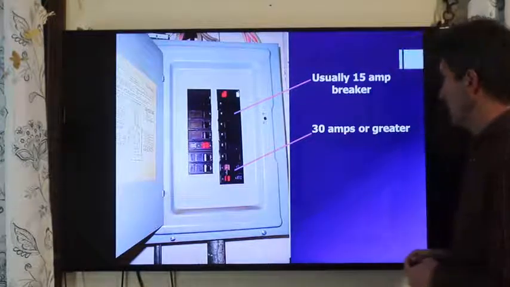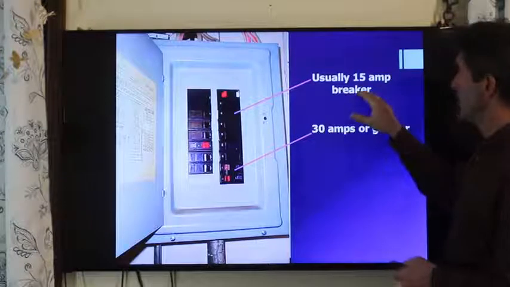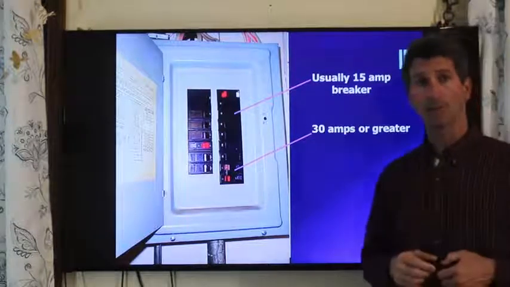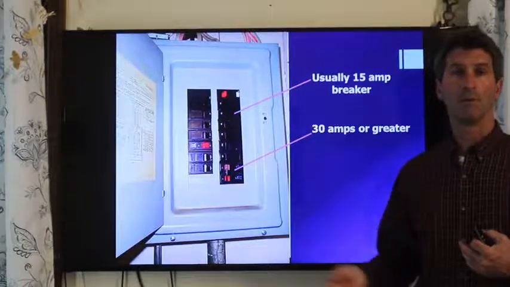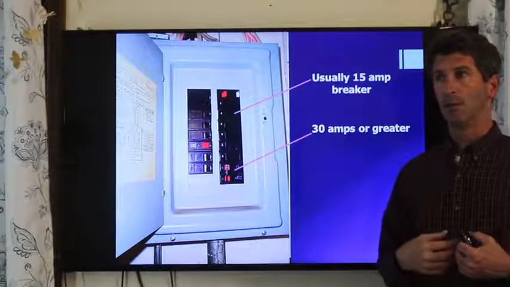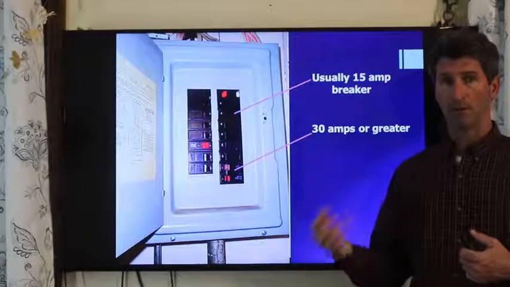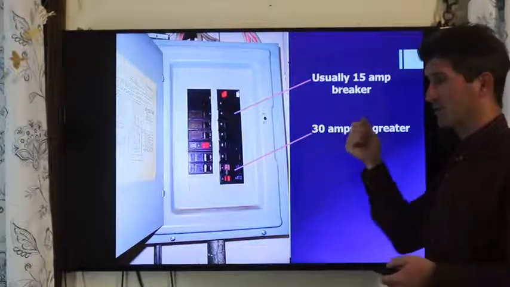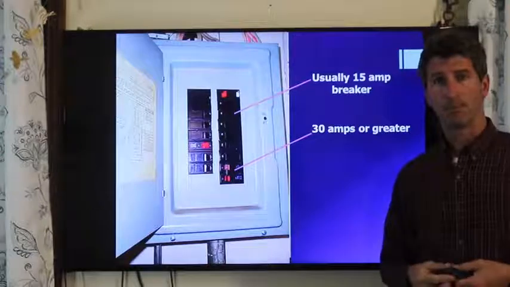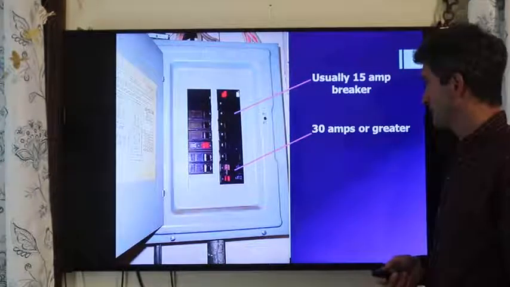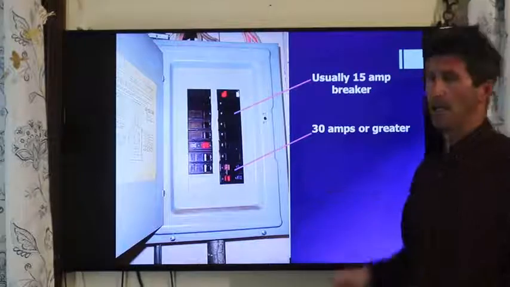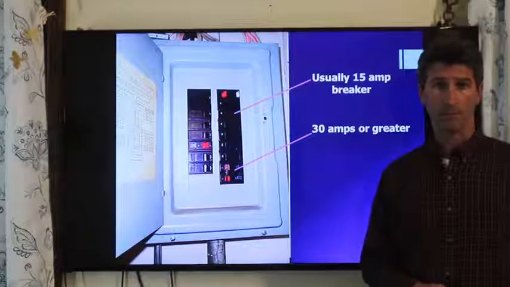Most of your breakers are rated at 15 amps, which means that if you exceed that in a short amount of time, they'll trip. If you exceed 80% of that over a long period of time, they'll also shut down. And again, that's to protect the wires from becoming overheated and damaged. Larger utilities, again, will be rated at higher currents before they trip.